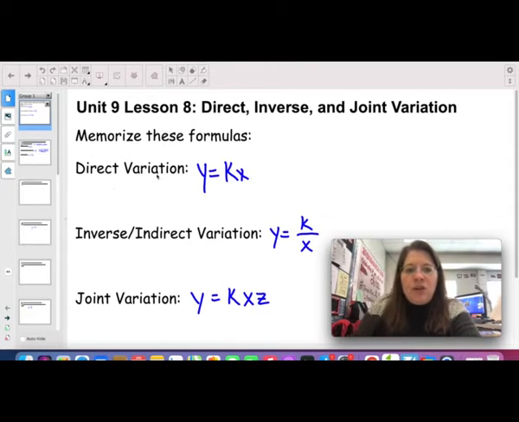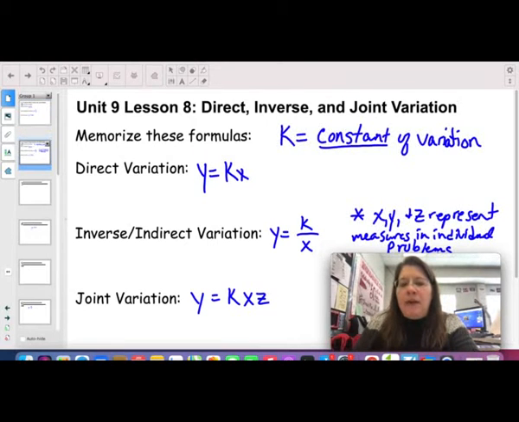The direct variation formula is y equals kx. The inverse, or another word for it is indirect variation, is y equals k over x. And the joint variation equation is y equals kxz. In these examples, k is your constant of variation.